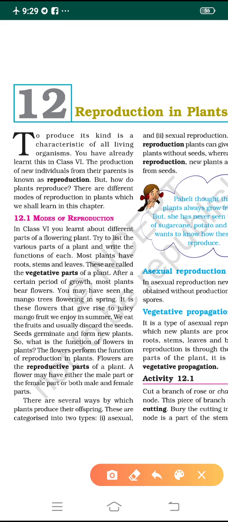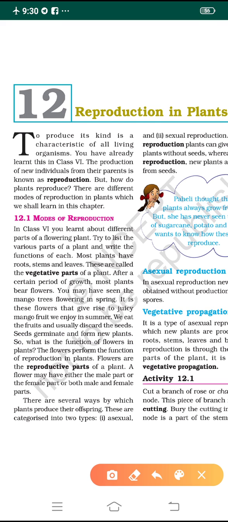Now think about the seeds. These seeds germinate and form new plants. See, how do we get different mango trees in different places? Whatever fruit we eat and whatever seed we throw out, those seeds germinate and form new plants. This you have to remember, all of you.